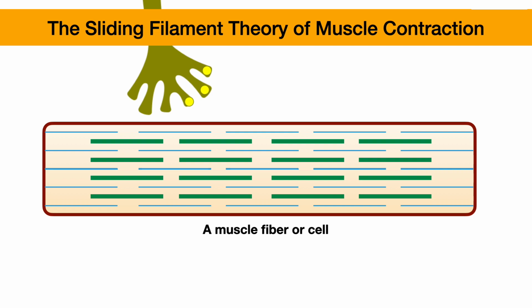It all starts at the end of a motor neuron when it releases the neurotransmitter acetylcholine, which moves across the cleft or gap between the neuron and muscle fiber. Here, acetylcholine binds to receptors on the sarcolemma, the membrane of the muscle fiber. When enough acetylcholine binds, it opens up channels that allow sodium to move inward and potassium to move outward, producing a small electrical current known as an action potential.